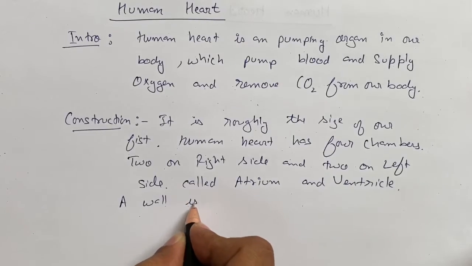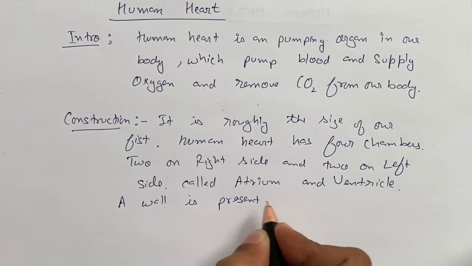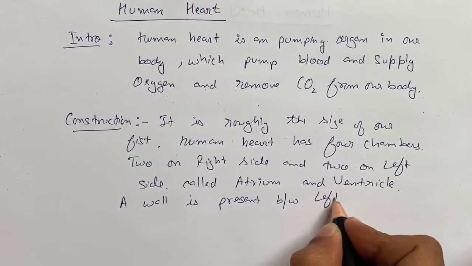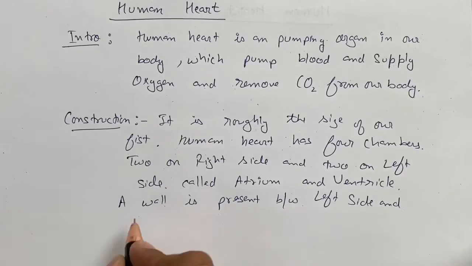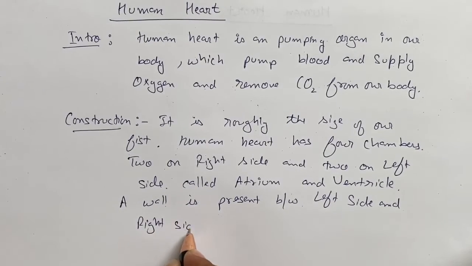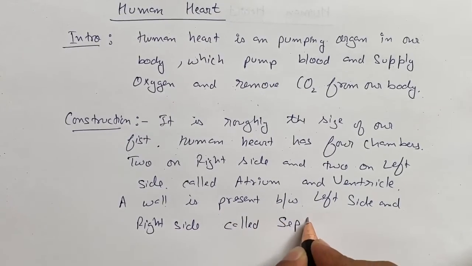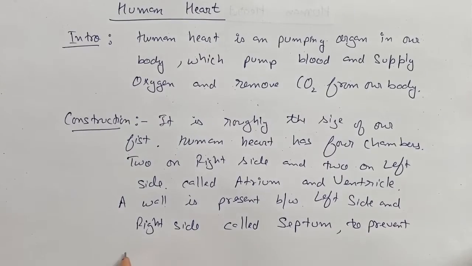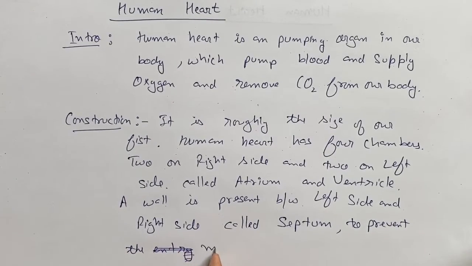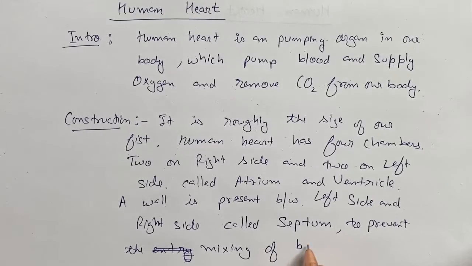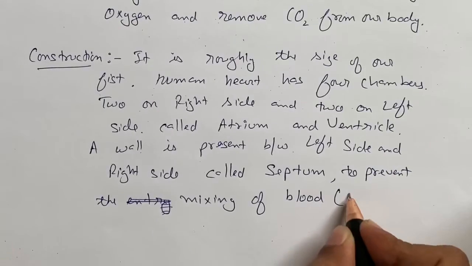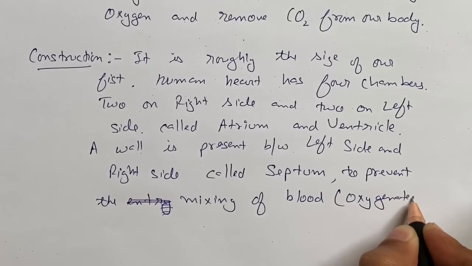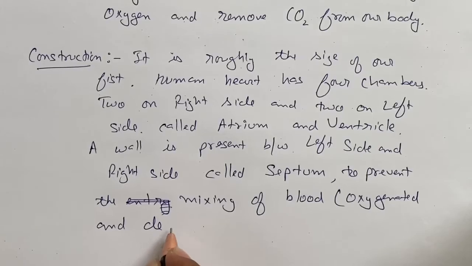A wall is present between left side and right side, called septum, to prevent mixing of oxygenated and deoxygenated blood.